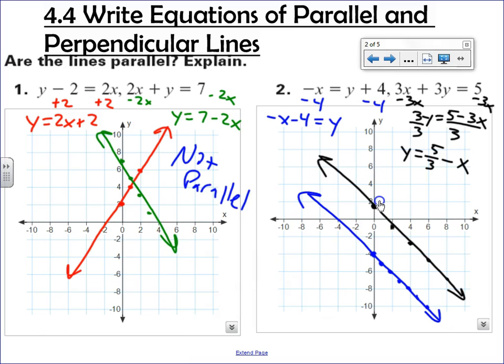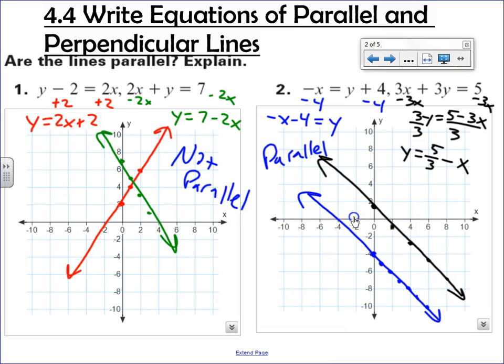Number 2, those are parallel, and we'll take a look at that in just a moment. Those lines do not intersect or cross anywhere. I solved the first one in blue by subtracting 4 from both sides. Negative x minus 4 equals y. Intercept negative 4, down 1 over 1. And the line in black, I subtracted 3x and divided by 3 to get y equals 5/3 minus x. So starting at 5/3, 1 2/3, down 1 over 1. And we can see that the lines do not cross.